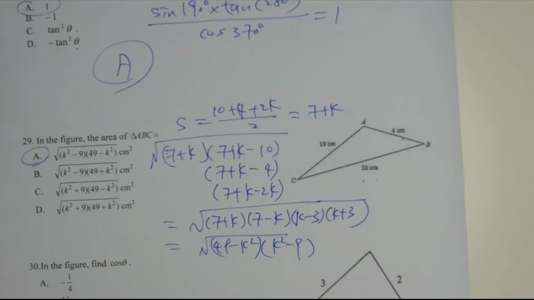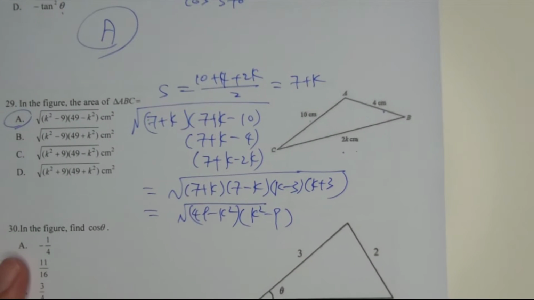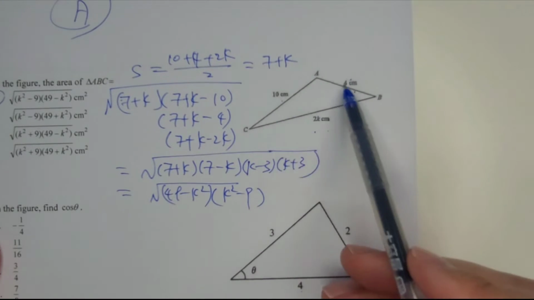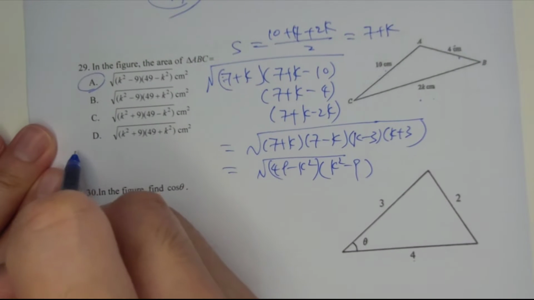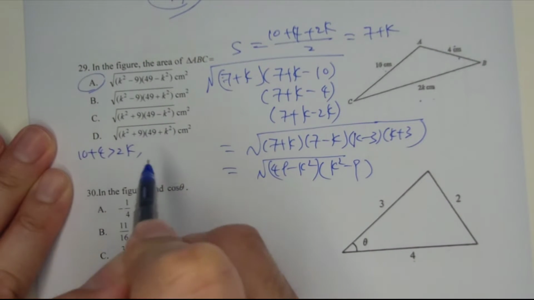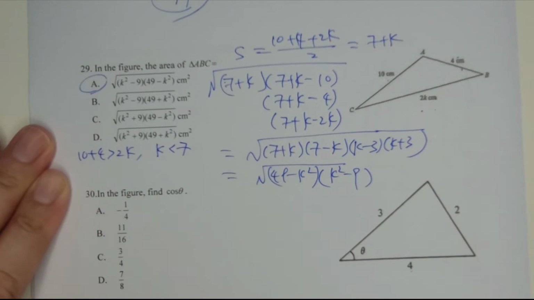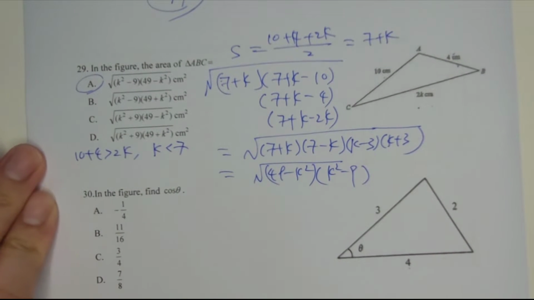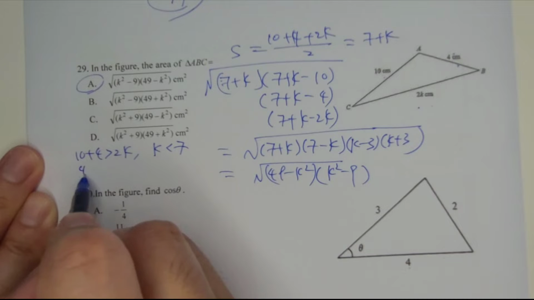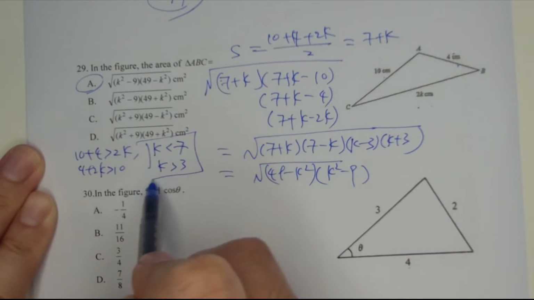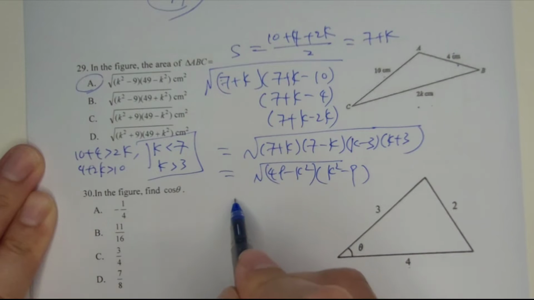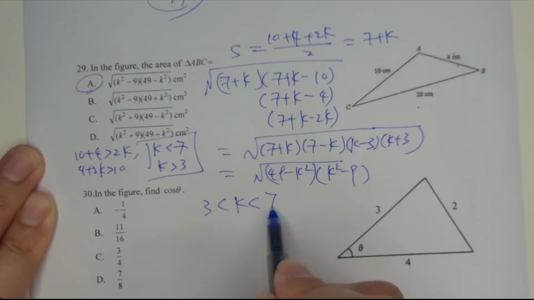But try to think in another way. You can use the triangle inequality. That means the sum of two lengths of the triangle must be greater than the third one. So if you try in this way, that means 10 plus 4 must be greater than 2k, and that means k is actually less than 7. It cannot equal 7, it must be less than 7. And also 4 plus 2k must be greater than 10, and that means k should be greater than 3. When you need to satisfy these two conditions, that means k must lie between 3 and 7.